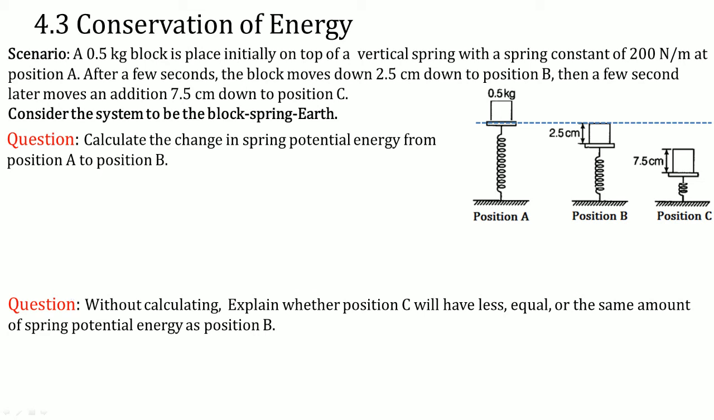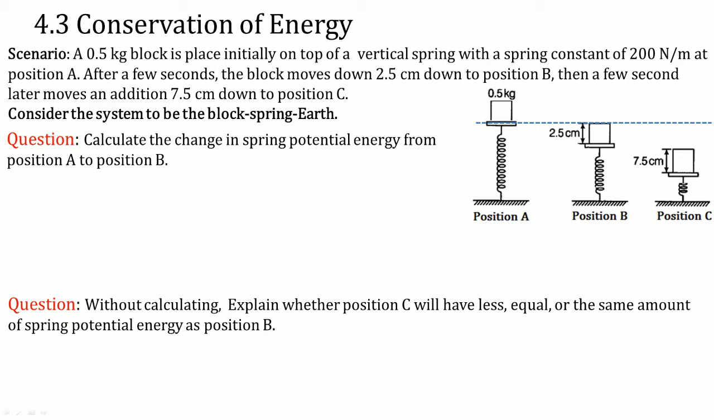Scenario: a 0.5 kilogram block is placed initially on top of a vertical spring with a spring constant of 200 newtons per meter at position A. After a few seconds, the block moves down 2.5 centimeters to position B. Then, a few seconds later, it moves an additional 7.5 centimeters down to position C. Consider the system to be the block, spring, and earth.